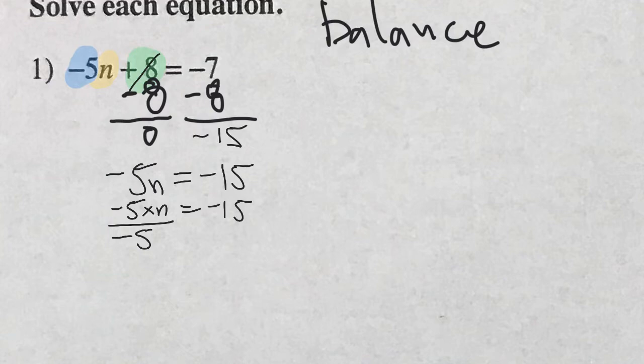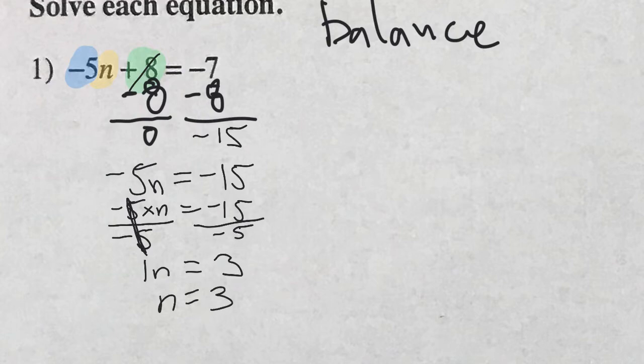So if I divide these two, I basically am canceling this out, right? Because negative 5 divided by negative 5 equals 1. So I end up with 1 times n. Well, what I do to one side to stay in balance, I have to do to the other side. So negative 15 divided by negative 5. Two negatives divided together make a positive. So basically it's 15 divided by 5, which is 3. And I don't need the 1 in front of n, so my completed answer is n equals 3.